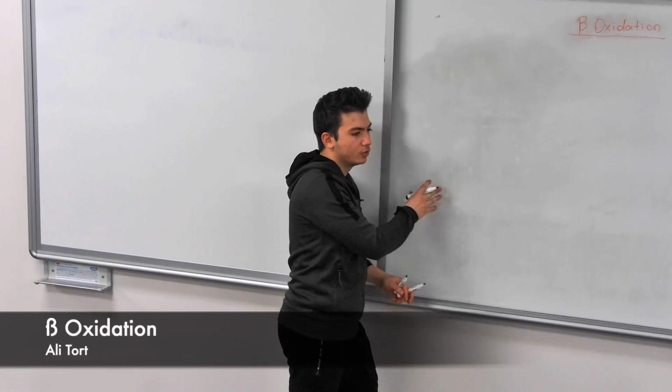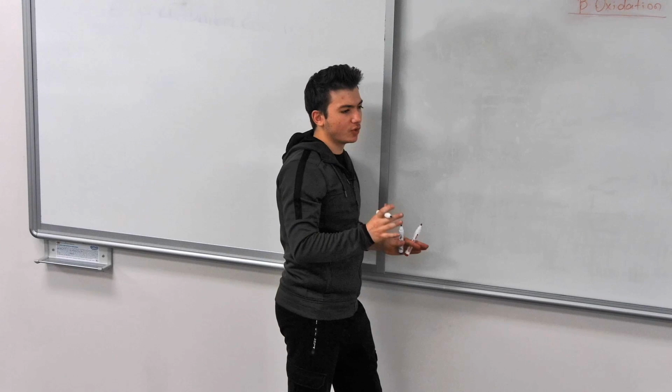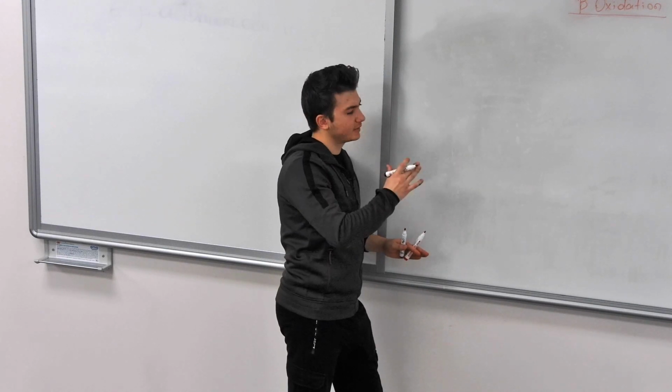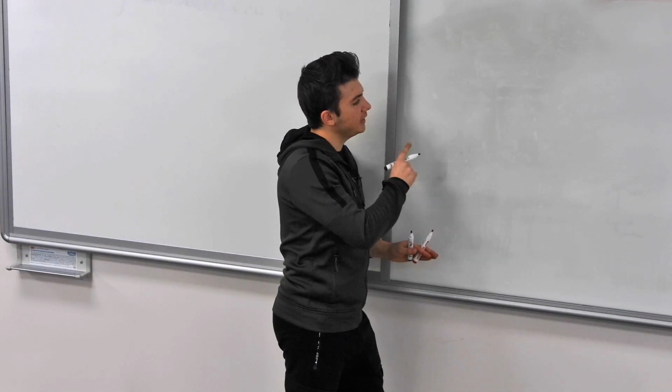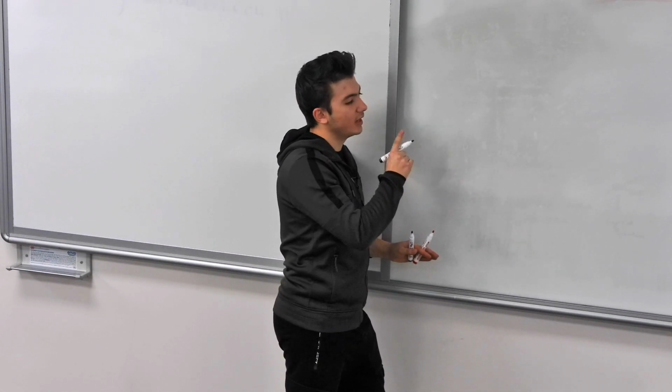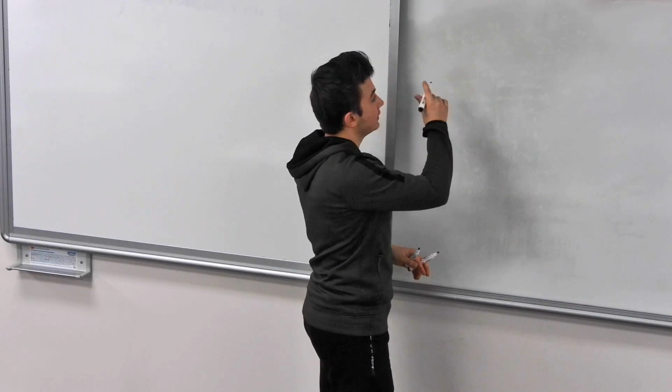Hello everyone, today I'm going to talk about beta oxidation. Beta oxidation is a process of catabolizing fatty acids to acetyl coenzyme A molecules. In this lecture, I need a specific fatty acid, that is palmitic acid. Let me show you the structure of palmitic acid.